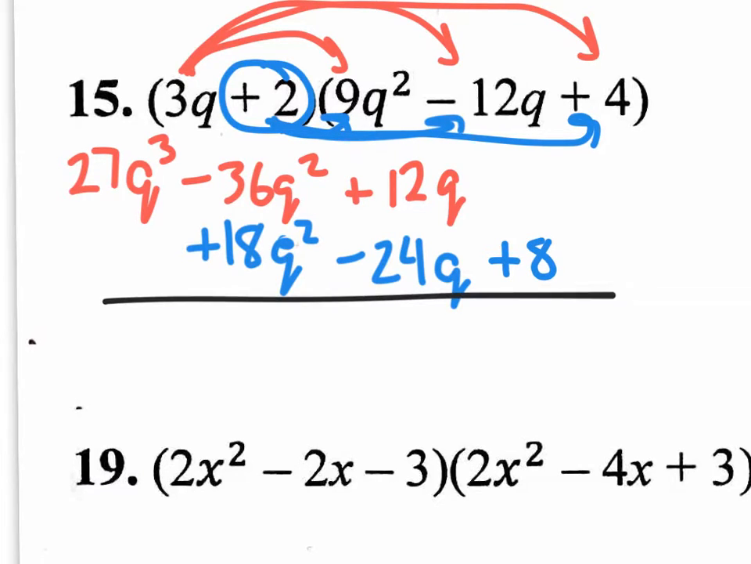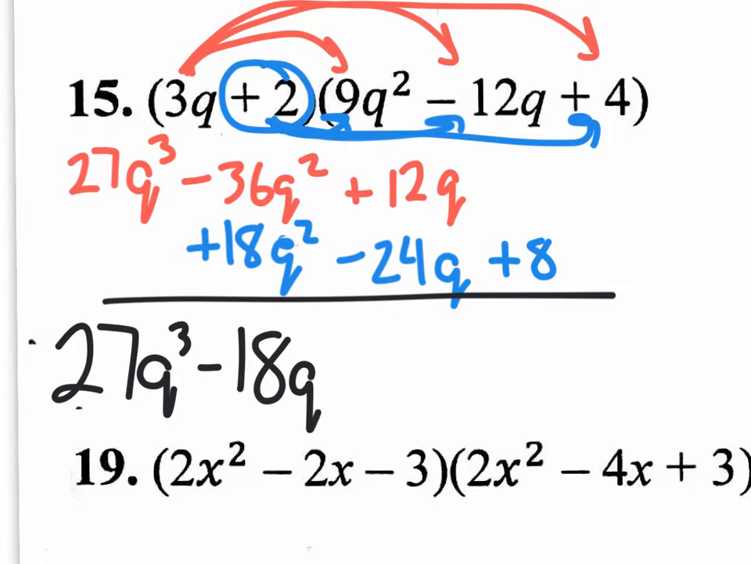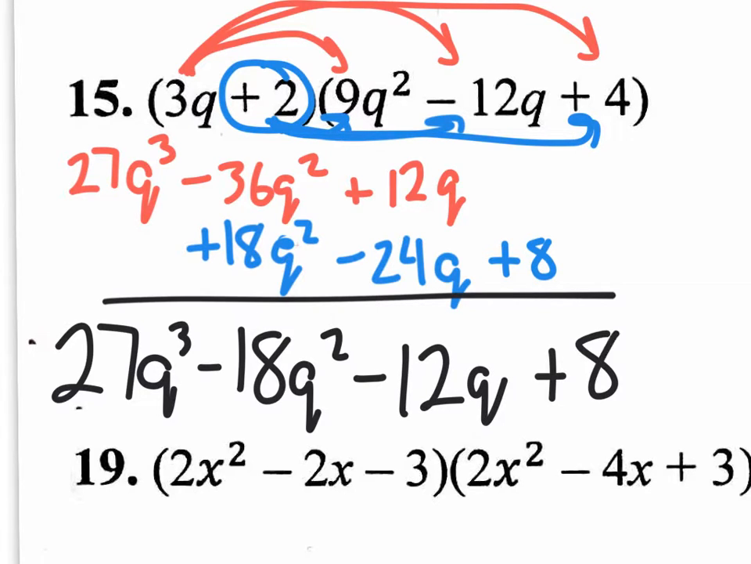So notice that I wrote my distribution of 2 down here lined up. Q squared on top of q squared, q on top of q. That way I could just combine the terms that are alike. So the first term on your standard form answer will be 27q to the third. And then the next one is going to be a negative 18q squared. And the last one will be a negative 12q and then plus 8 at the very end.